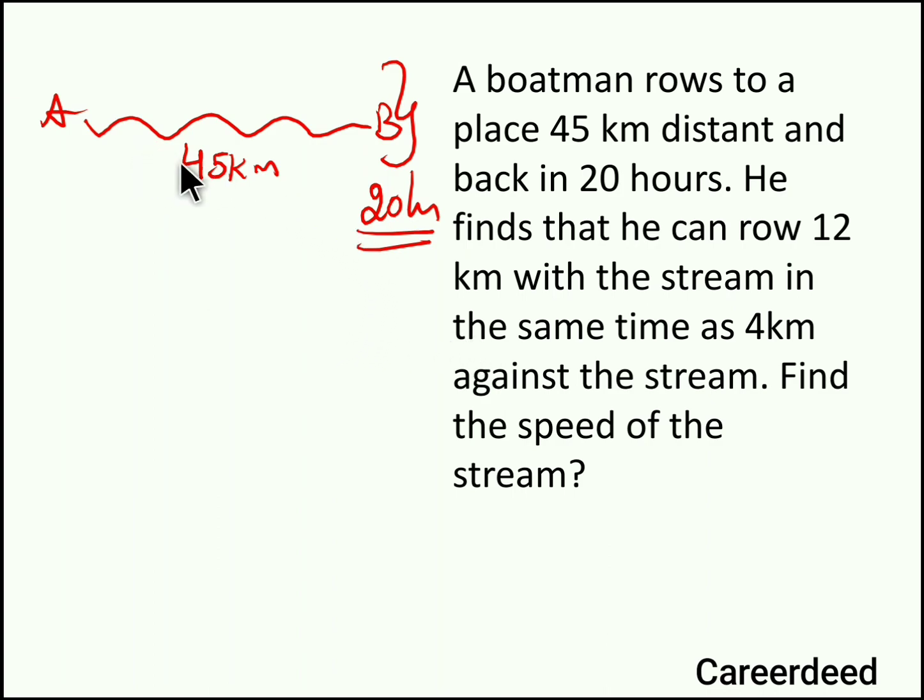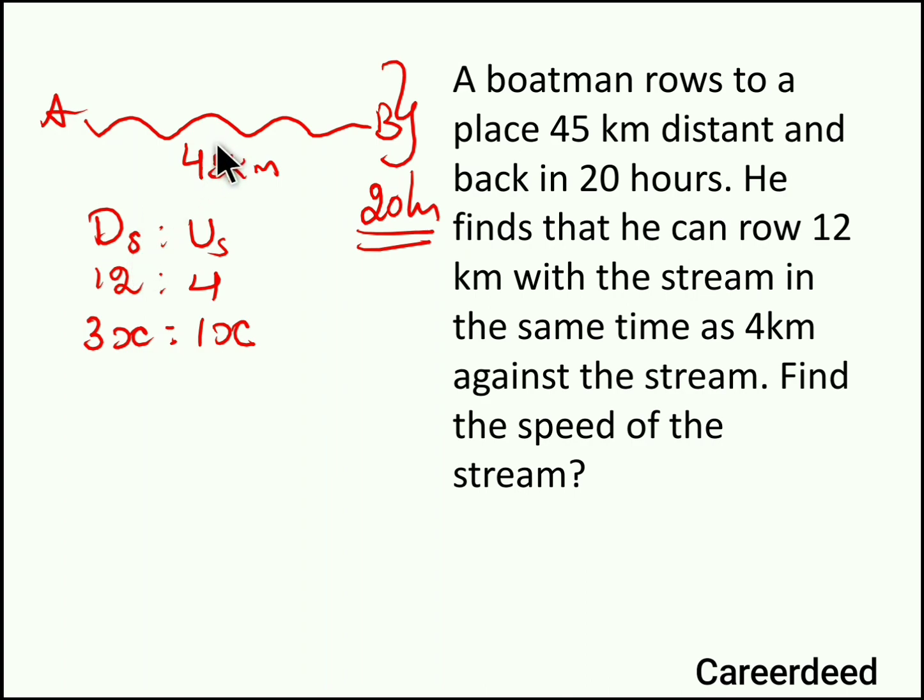So in downstream the boatman finds he could travel 12 km, during the same time he could cover only 4 km. So we can say downstream and upstream is 12:4, or we can say it's in the ratio 3:1. The boatman could cover 12 km in a particular time, during the same time he could cover only 4 km against the stream in upstream. So downstream and upstream are in the ratio 3:1.